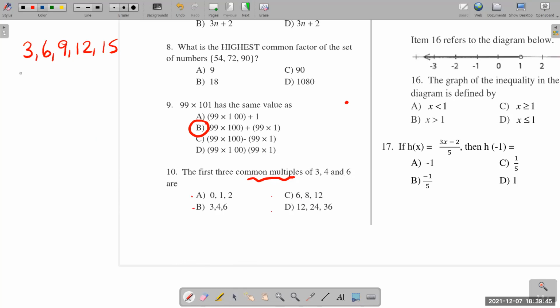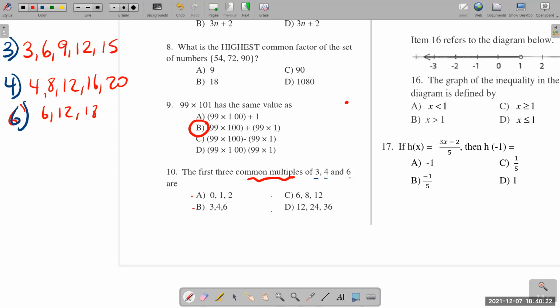We write them out. And to be honest, if you are strong in your tables, you wouldn't even have to do that, because you would know automatically the first common multiple between 3, 4, and 6 is 12. Because look at it. What's the multiples of 4? This was the multiple of 3. The multiples of 4 is 4, 8, 12, 16, 20. And then the multiples of 6 would be 6, 12, 18, and 24.